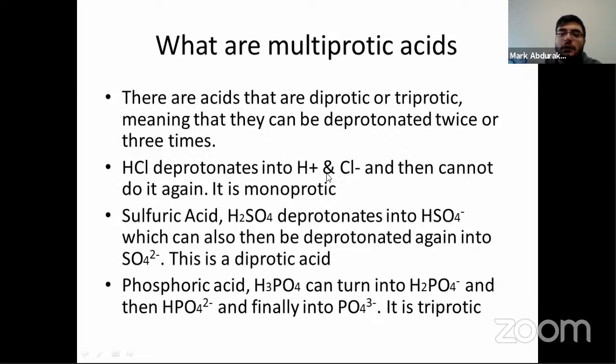Therefore, it's only monoprotic. Sulfuric acid, H2SO4, can deprotonate once into HSO4 minus, but HSO4 minus can also be deprotonated again into SO4 2 minus. So it's a diprotic acid because it can be deprotonated once and then twice. Phosphoric acid can turn into H2PO4, then HPO4, and finally into PO4. It can be deprotonated 3 times, so it's triprotic, okay?